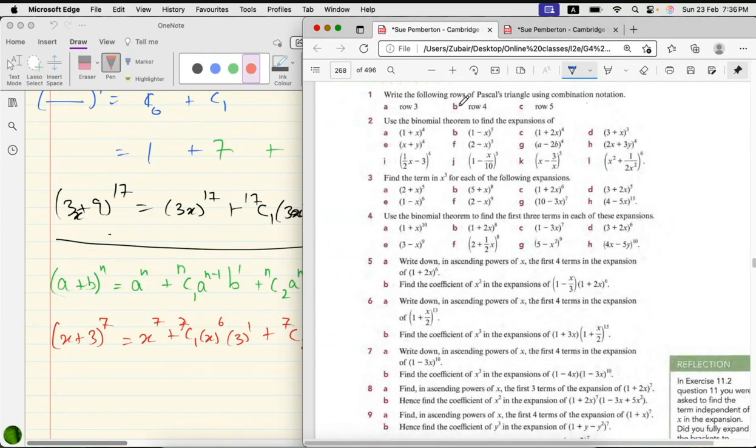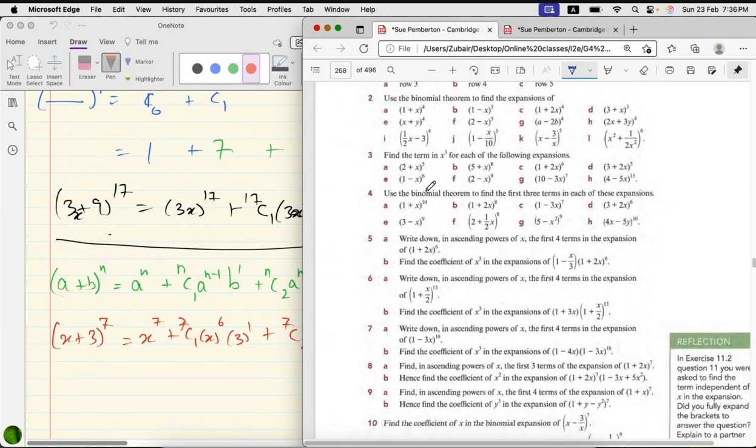Now see, it says write down the rows of Pascal's triangle using the combination notation. If he's talking about row 5, that is something raised to power 5. So we'll write 1 raised to power 5, then use 5C1, 5C2, 5C3, 5C4, 5C5, and that's it. We can have row 5 directly. Same formula.